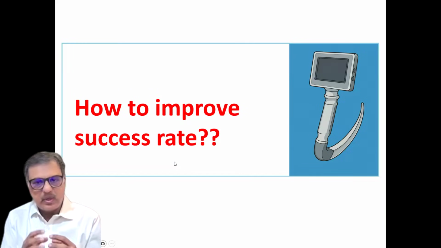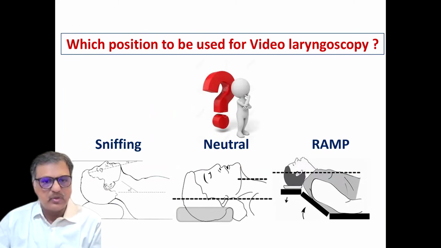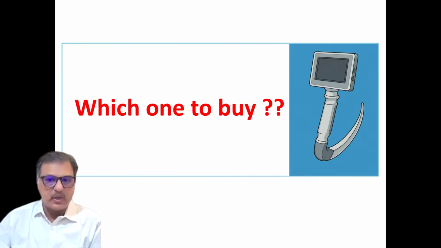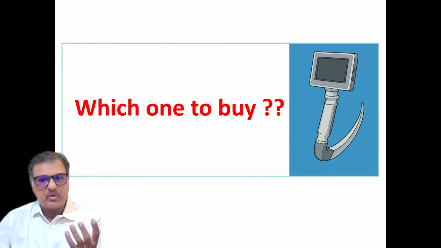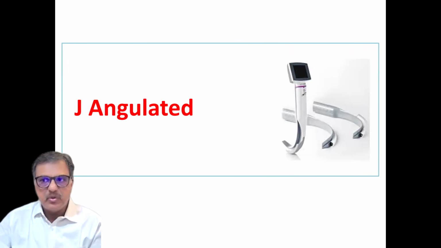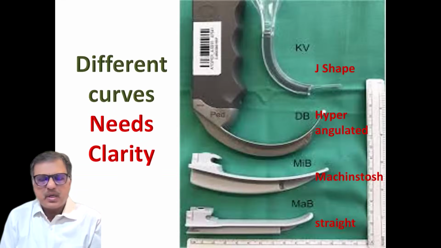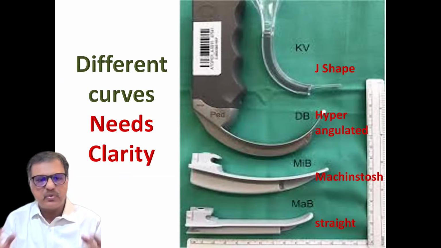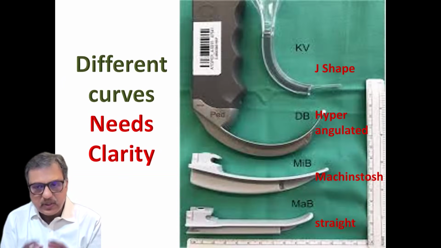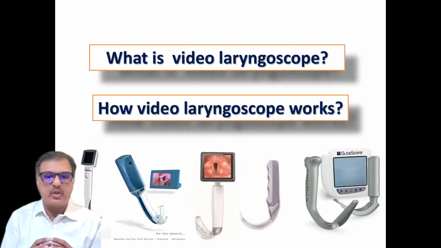So we are going to address certain questions like how to improve success rate, and which position to be used for videolaryngoscopy, whether it's sniffing, neutral, or RAMP position. Which one to buy? There are a number of videolaryngoscopes. Macintosh type, angulated, hyperangulated. So there are different types of videolaryngoscope with different curves. So that needs clarity. First we have to understand what a videolaryngoscope is.